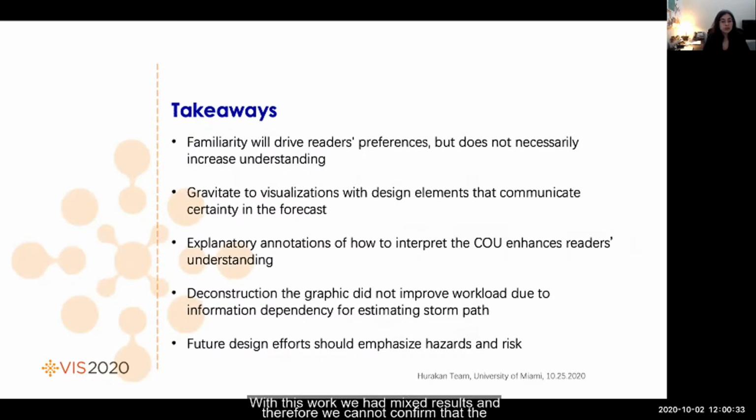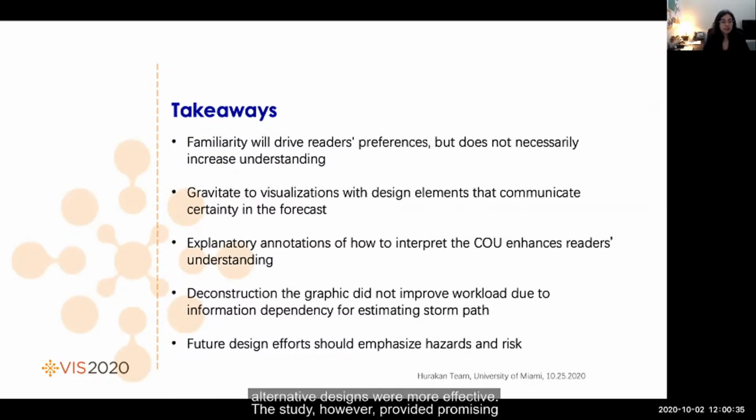With this work, we had mixed results, and therefore we cannot confirm that the alternative designs were more effective. The study, however, provided promising hints directing our future efforts to improve hurricane forecast graphics. And finally, based on our findings across research activities, our future design efforts will be in designing products that emphasize hazards and risk rather than just the possible path of the storm center.